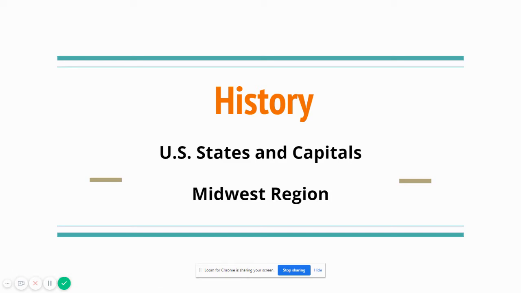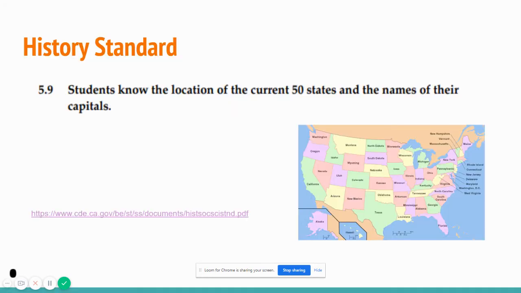As promised, we are going to explore the Midwest region, states, and capitals. As always, we refer to our history standard, the reason that we're learning about the states and capitals. It's 5.9 in the California Department of Education standards for history. We need to know the location and the names of both the state and the capitals.